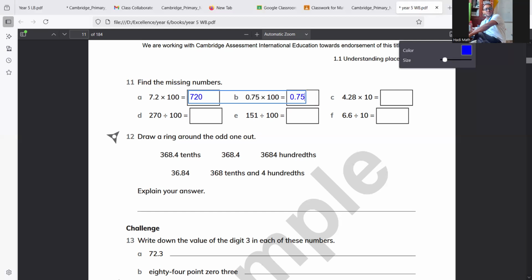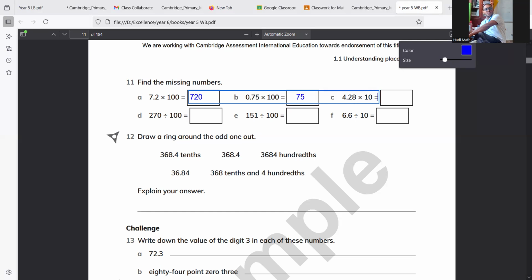0.75. You multiply by 100. When you multiply by 100, you move this decimal point from here. You count 2 places, 1, 2, and you put the decimal point. But we don't have a number after that to write, so you don't put the decimal point. And this 0, you don't need it anymore. The answer will be 75.